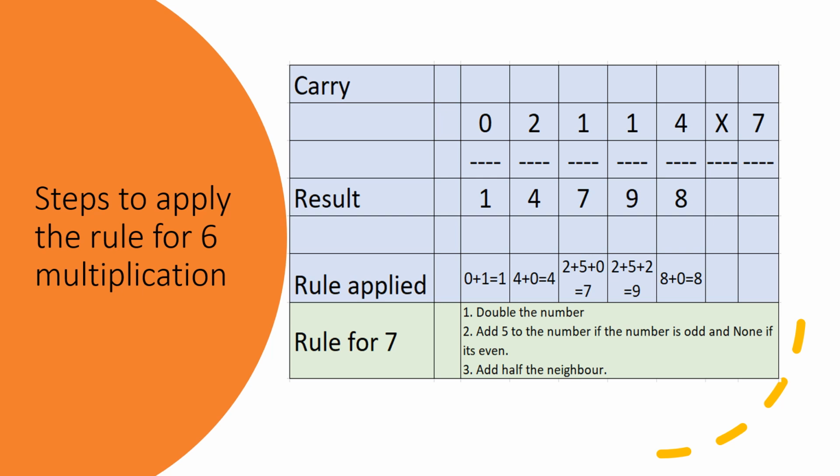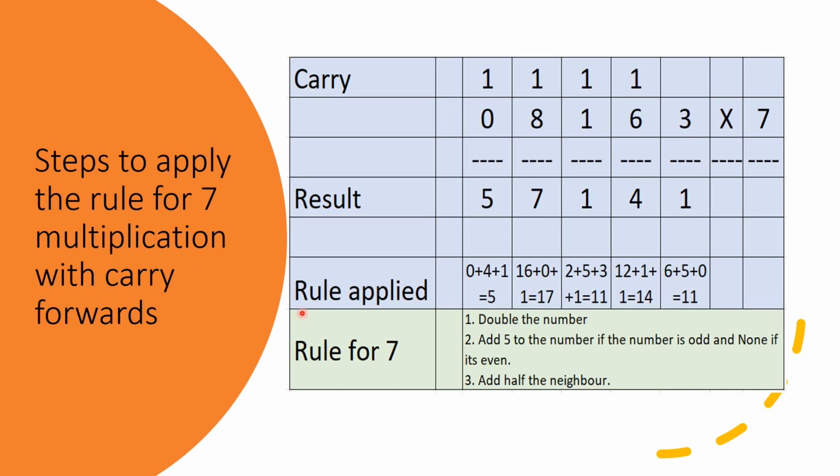And next 2 again. So here for 2, we have to double the number, 4, and plus 0. Half the neighbor of 1 is 0, so 4 plus 0 equal to 4. And lastly we have 0, and 0 plus 1. Half the neighbor of 1 is 1, so equal to 1. So the answer is 14798.